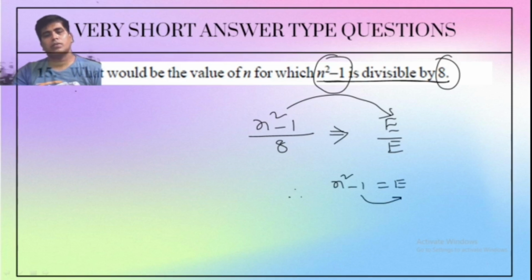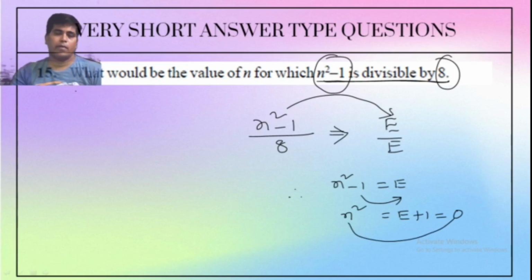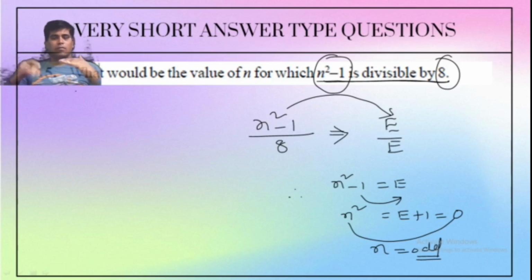Next, take minus 1 to the other side. N square is equal to even number plus 1. If you add 1 to an even number, you will get an odd number. So n square is equal to an odd number. When n square is an odd number, definitely n is an odd number. Very important.